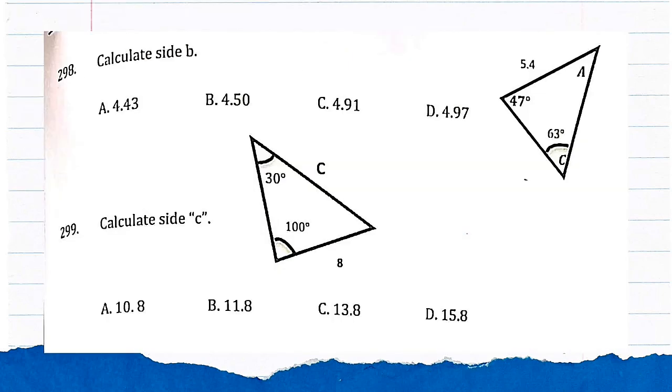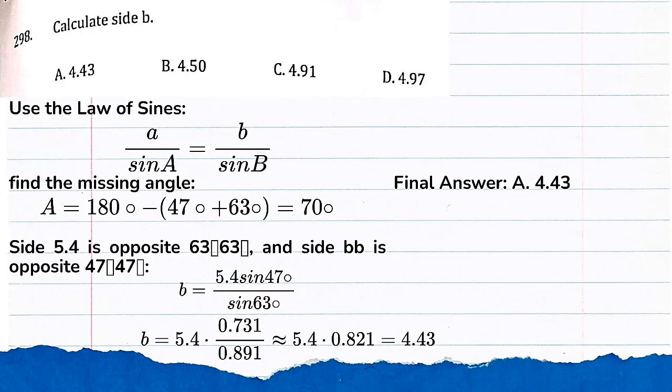Question number 298. Calculate side B. A, 4.43, B, 4.50, C, 4.91, or D, 4.97. To solve, first, use the law of sines. A over sine A is equal to B over sine B. First, find the missing angle. So A is equal to 180 degrees minus the quantity of 47 degrees plus 63 degrees. That's equal to 70 degrees.